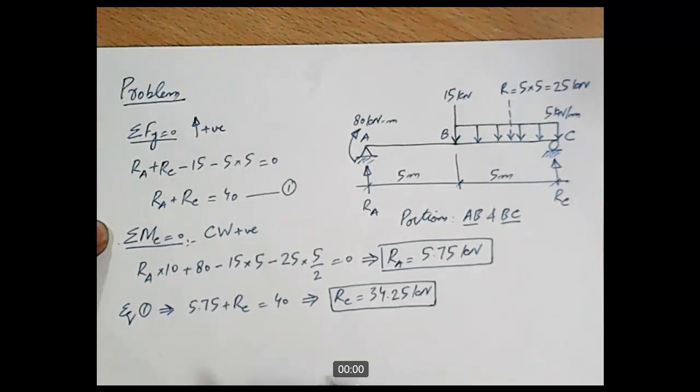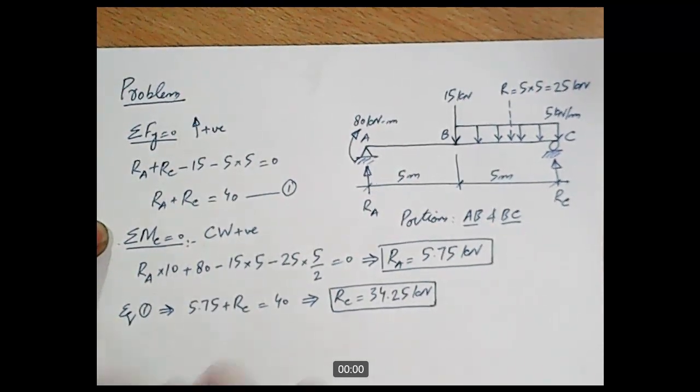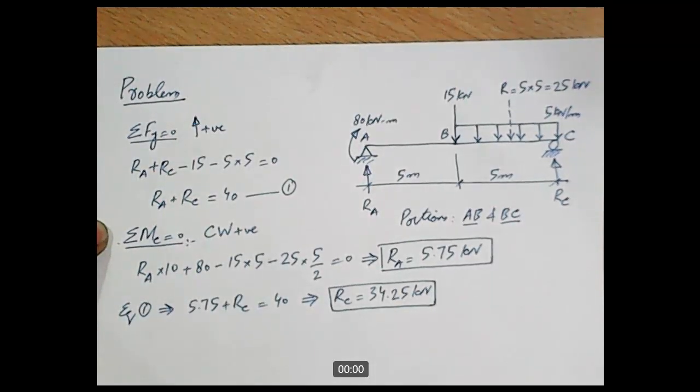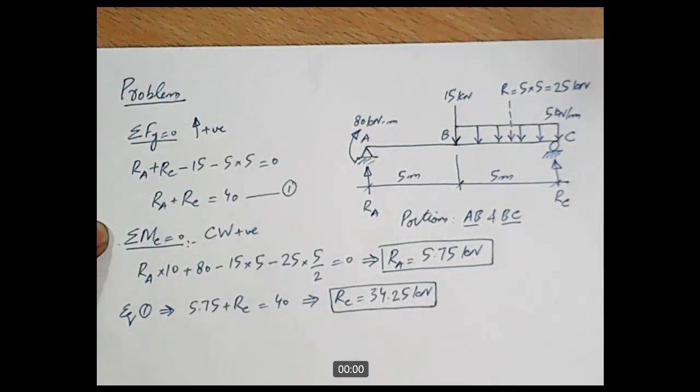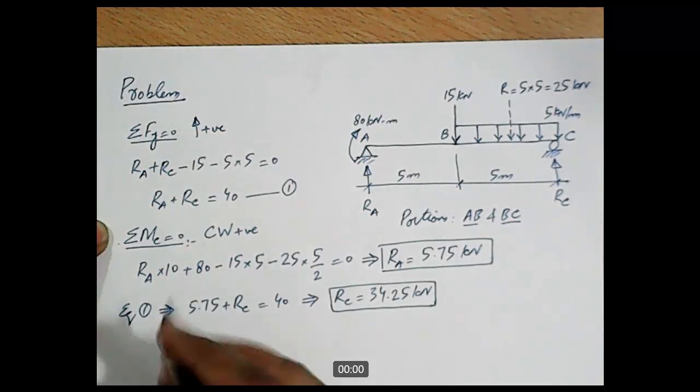Now, up to this stage, the calculations were exactly the same as that of our previous problems. From this point onwards, when we will be writing down the equations of shear force and bending moment diagram, starting from the right end of the beam, our sign convention will be changed. So let me write down that sign convention here.